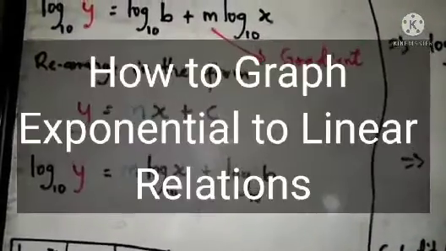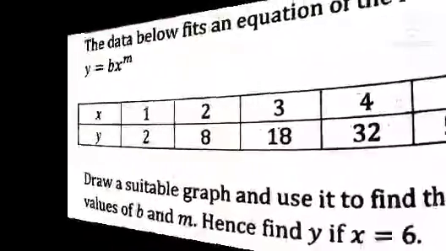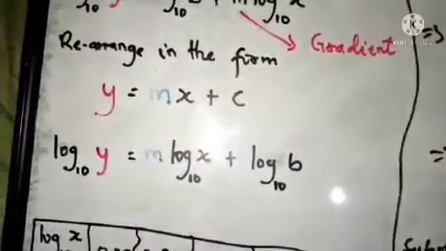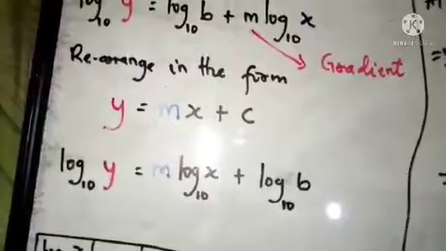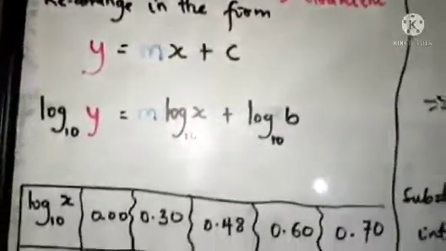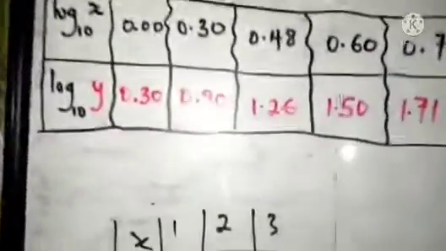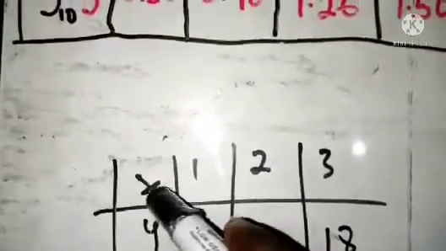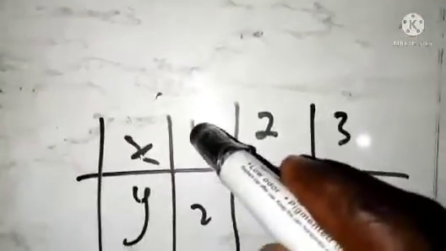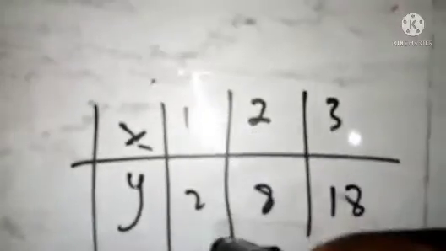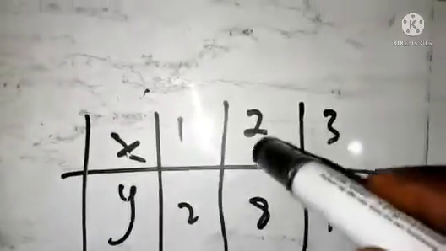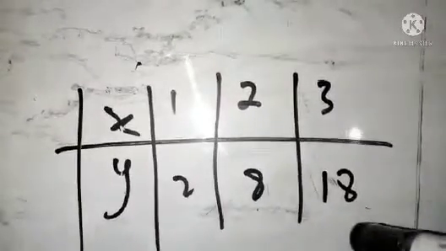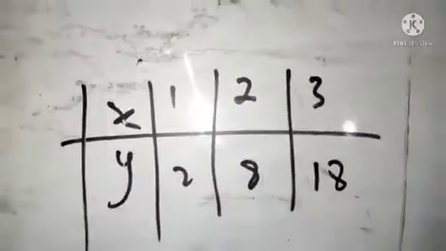Graph a logarithm question that looks like this. From the question you are given a relation. A relation means the connection between two or more things. Assuming you have x and y, when x is 1, you get an outcome of 2. If x is 2, you have an outcome of 8, and if x is 3, you have an outcome of 18, and so on and so forth.